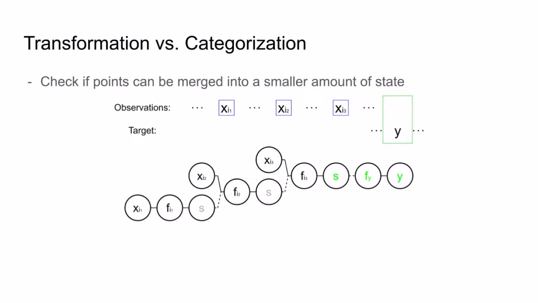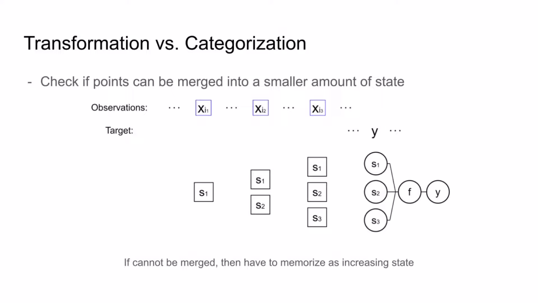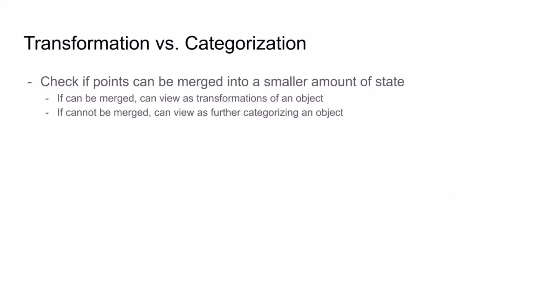If this sequence of relations can be successfully learned, then that means that we can further compress our points down to just this single state to keep track of while solving this problem. Otherwise, then at each relevant time step, we can simply only memorize an increasing amount of state and process it all at the end. One good way to look at this is that if points can be merged, then we're looking at transformations of an object. Otherwise, we're looking at its further categorization.